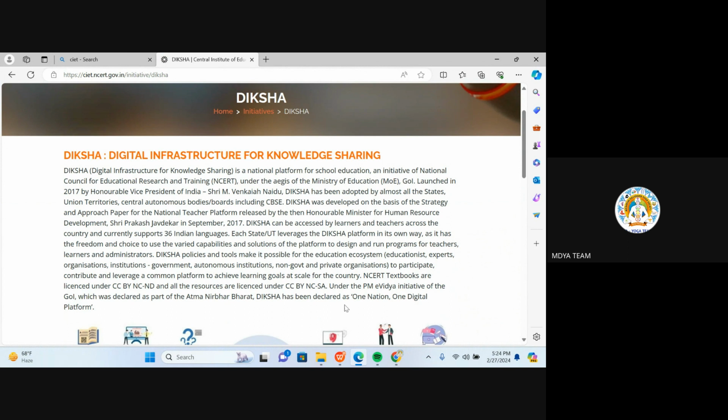It also comes under the PM eVidya initiative of the Government of India, which declared PM eVidya Atmanirbhar Bharat. Diksha, PM eVidya declared Atmanirbhar Bharat, and Diksha declared one nation, one digital platform. You have to learn this line, one nation, one digital platform.